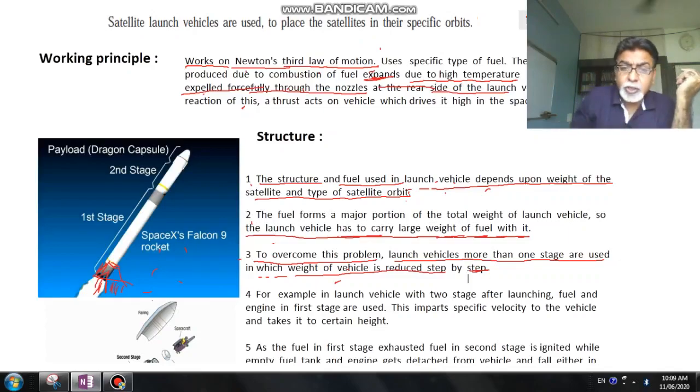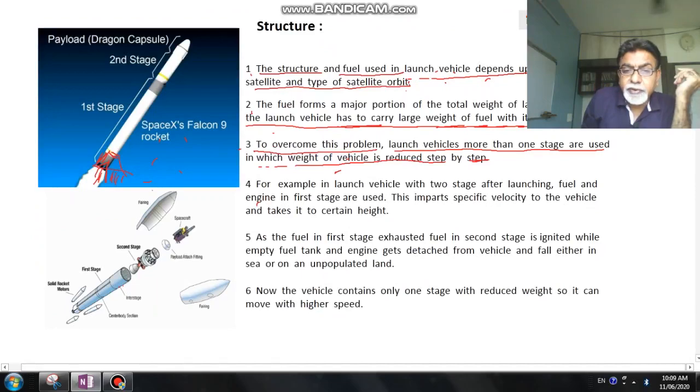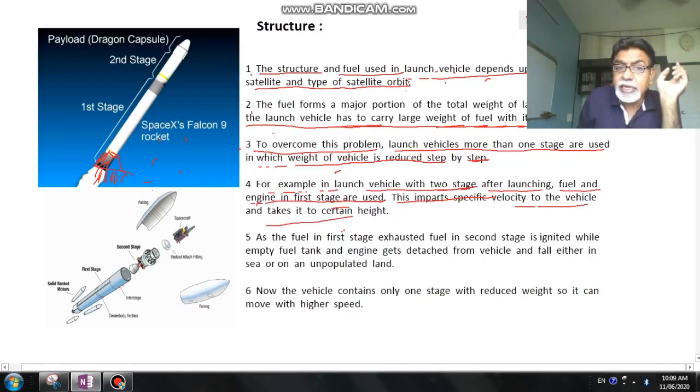How is it reduced? Look here. For example, in a launch vehicle with two stages, we are discussing here a launch vehicle of two stages. After launching, the fuel and engine in the first stage are used, and this imparts a specific velocity to the vehicle and takes it to a certain height.